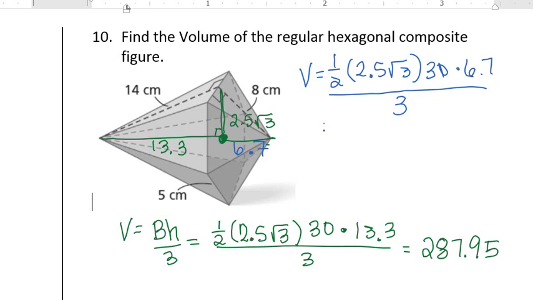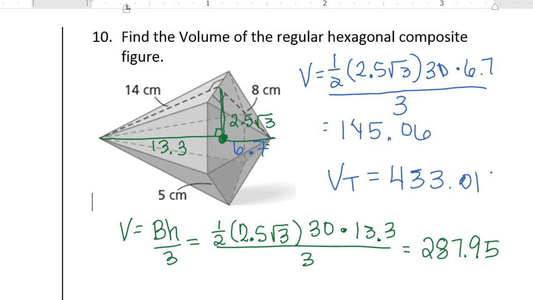Once we get that, we have to add these numbers together. So let me go ahead and write this. So our total volume comes to 433.01, or if you just did 433, that's just fine.